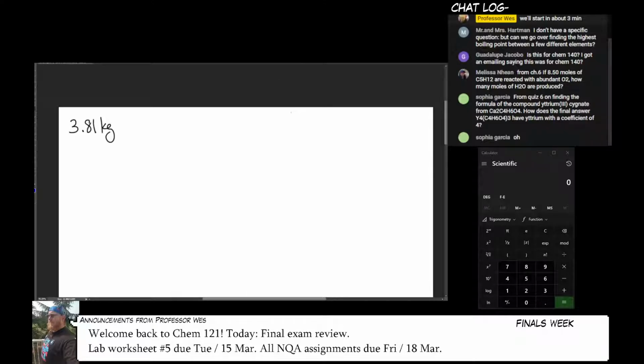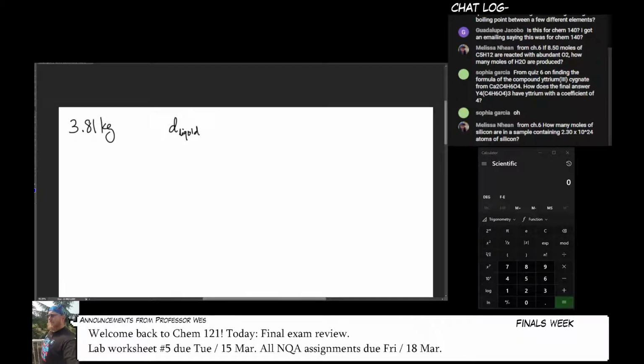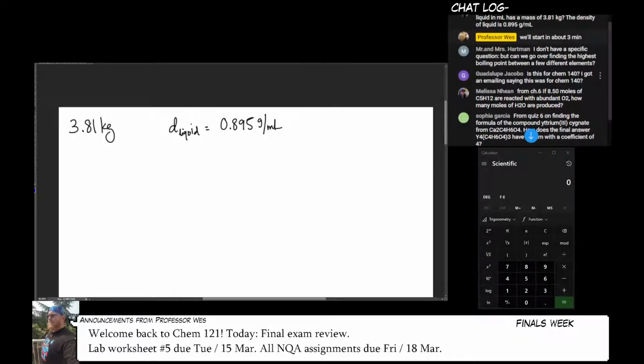So again, I apologize. I need the density of this liquid. And of course, Photoshop is going to act up on me. Density of the liquid is 0.895 grams per milliliter. Now, you'll notice that this unit and this unit don't really match up, right? So we're going to have to convert one of these units to the other. I always find it easiest to just convert the unit that isn't the compound unit.